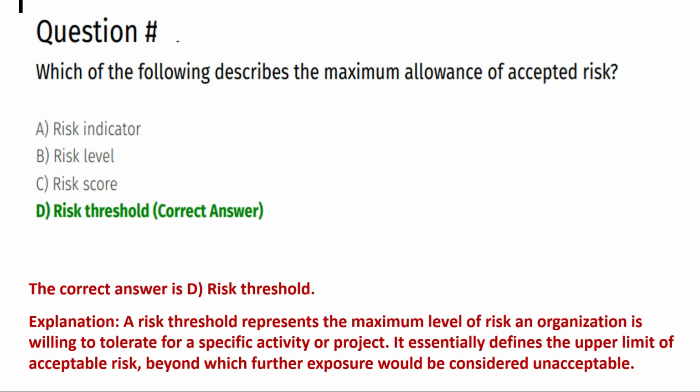So let's check the explanation. A risk threshold represents the maximum level of risk an organization is willing to tolerate for a specific activity or project. It essentially defines the upper limit of acceptable risk, beyond which further exposure would be considered unacceptable. So that's why the correct answer for this question is option D, risk threshold. So let's move to the next question.